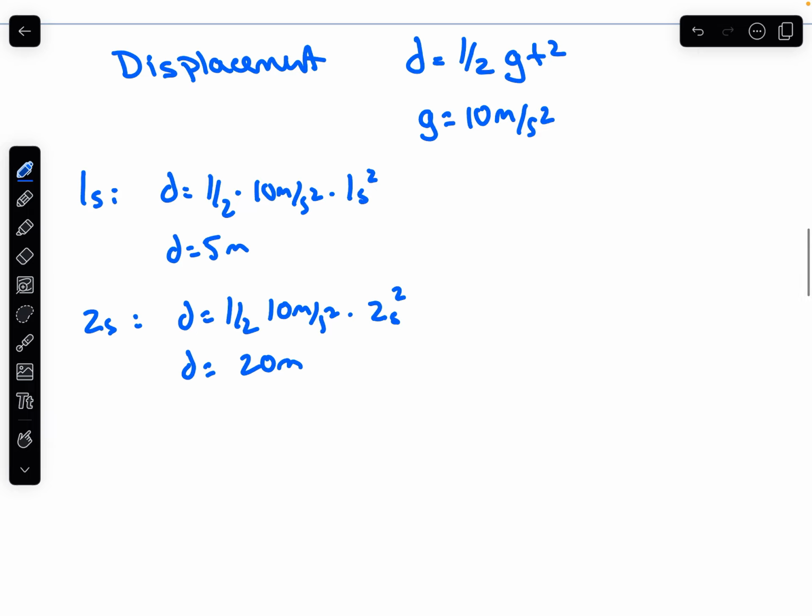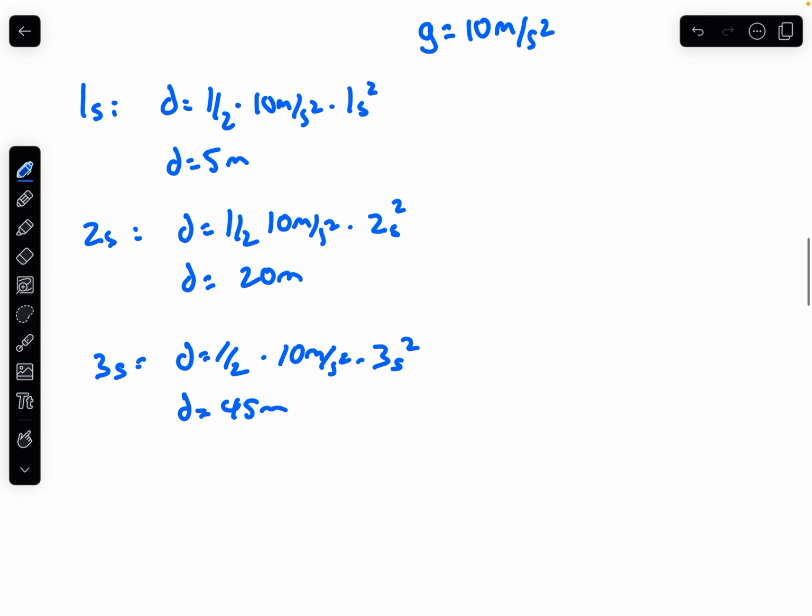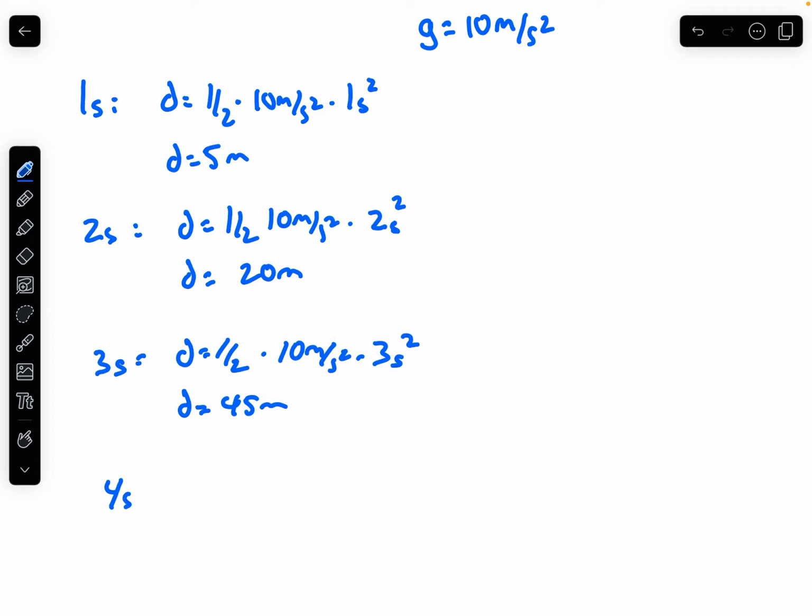We'll do the same thing for 3 seconds. d equals 1/2 gt squared. So 10 meters per second squared times 3 seconds squared. Half of 10 is 5. 3 squared is 9. The displacement after 3 seconds will be 45 meters. We do the same thing for 4 seconds. d equals 1/2 times 10 meters per second squared times 4 seconds squared. Half of 10 is 5. 4 squared is 16. 5 times 16 is 80 meters.